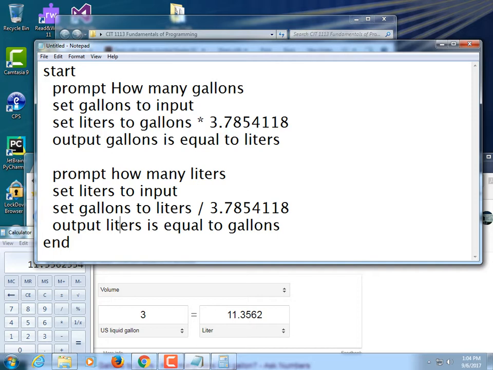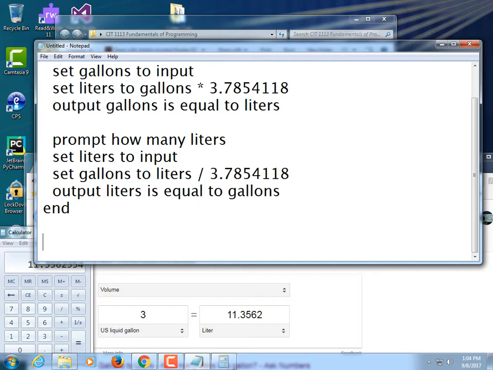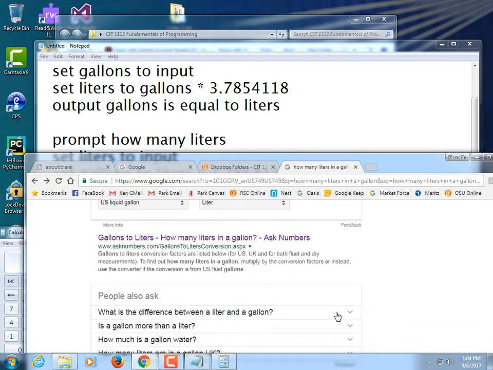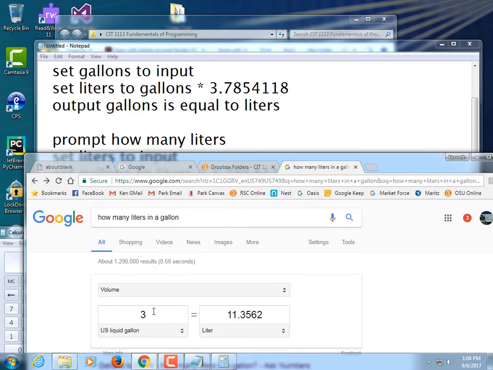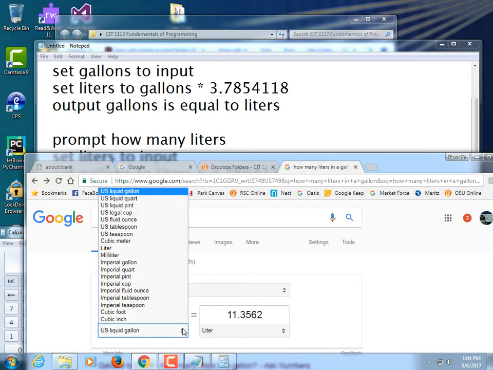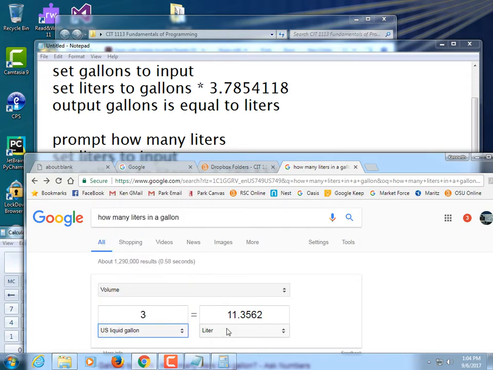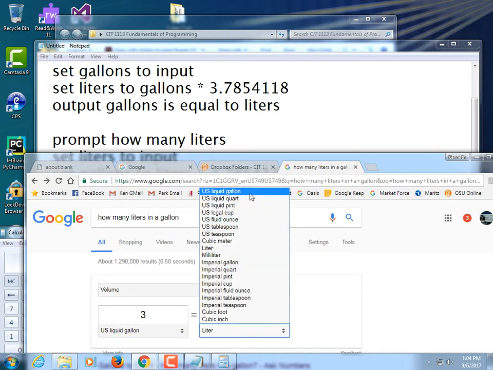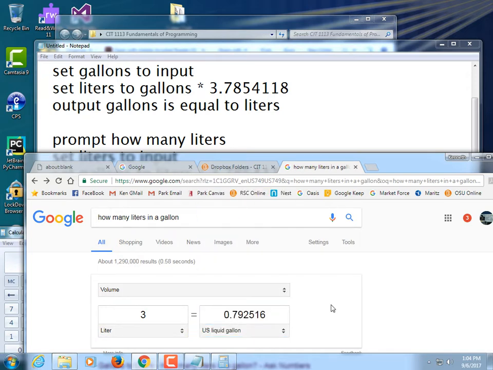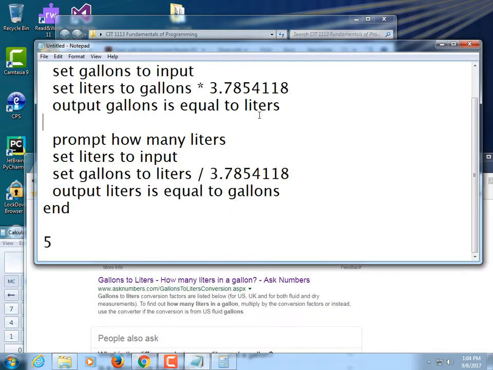So is this right? Let's test it. Okay. So we're going to say I enter 5 liters this time. Okay. How many gallons should that be then? How do we go the opposite way? Wow, this is like crazy. Liquid gallons. We want to do liquid gallons, liters. So 5 liters should be 1.32.